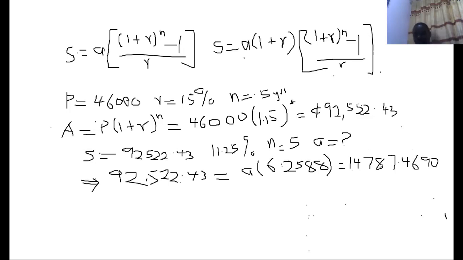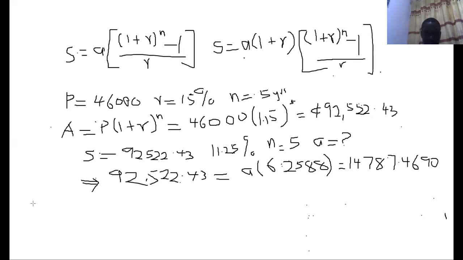Okay, so it means that you need to set aside 14,787.46 every year at the end of every year for 5 years. So by the end of the 5th year, this fund that you are making, 14,787, will grow to 92,552. Remember that this 14,000, if you just multiply by 5, you won't get the 92,500 because it is earning an interest of 11.25%. So if you want to construct the sinking fund schedule, then this is how it will be.